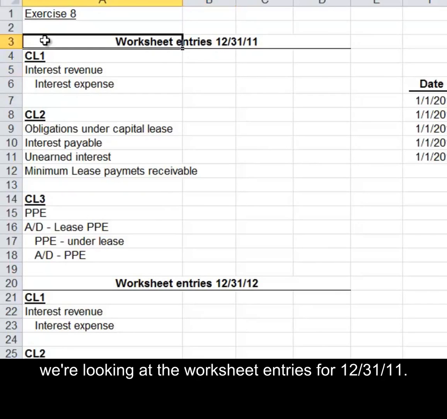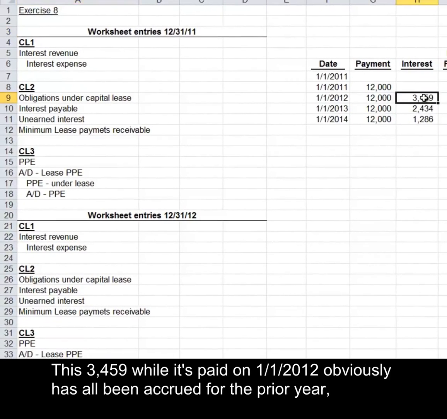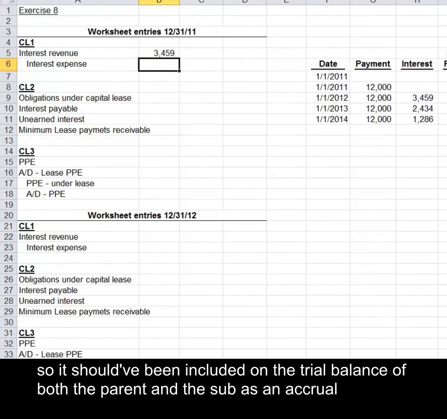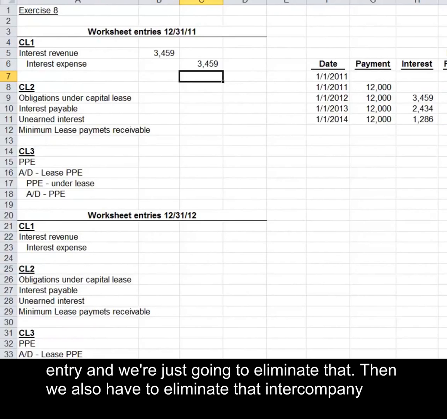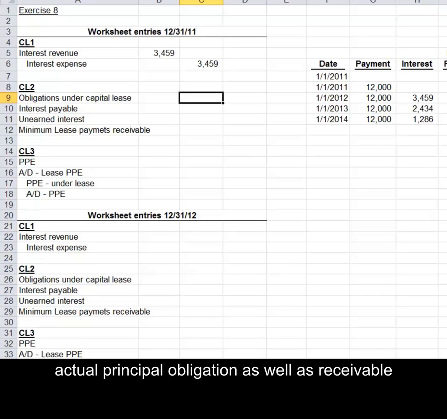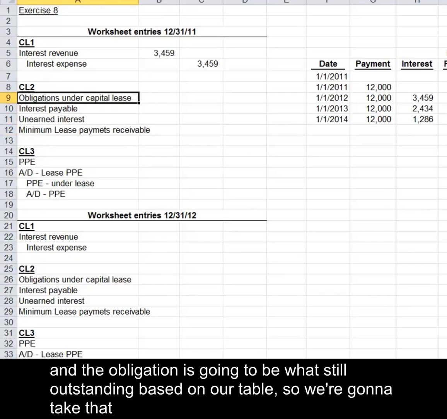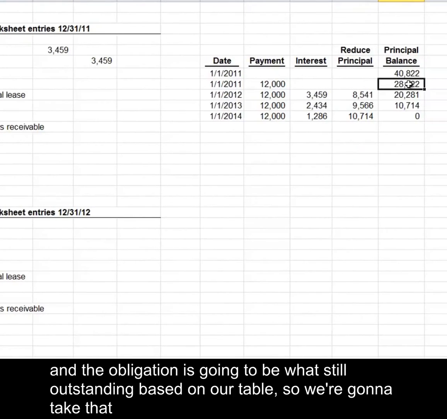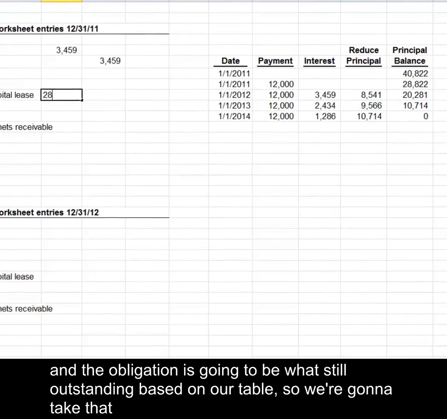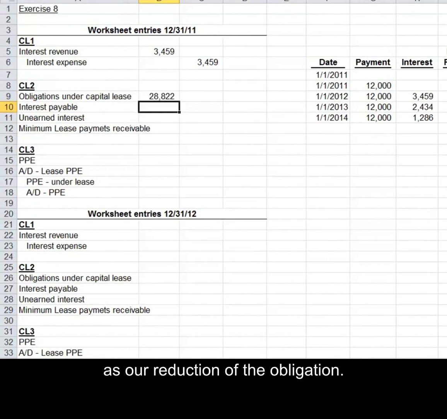So we're looking at the worksheet entries for 12/31/11. This $34.59, while it's paid on 1/1/2012, obviously has all been accrued for the prior year. So it should have been included on the trial balance of both the parent and the sub as an accrual entry, and we're just going to eliminate that. Then we also have to eliminate that intercompany actual principal obligation as well as the receivable that would be on the books. So this is like the payable, this is the equivalent of the receivable, and the obligation is going to be what's still outstanding based on our table. So we're going to take that as our reduction of the obligation.